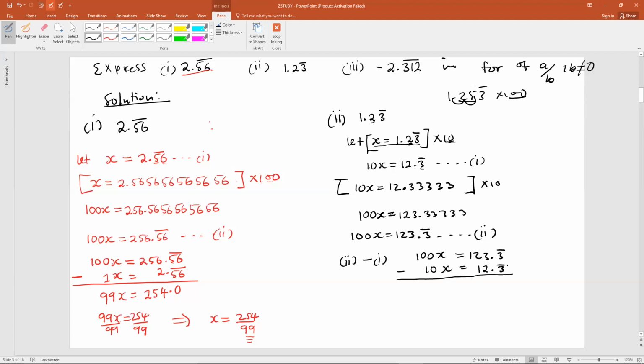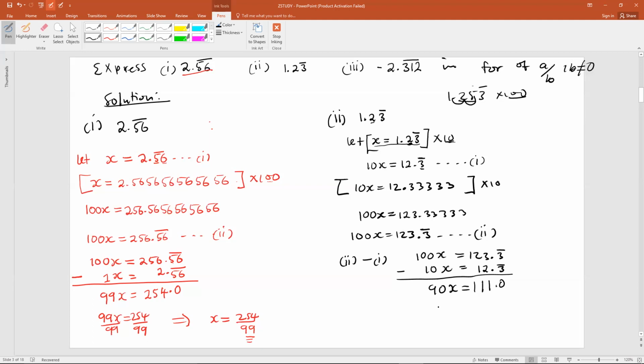Subtract in a good manner: 3 gives 0. 3 minus 2 gives you 1. 2 minus 1 gives you 1. 1 minus nothing gives you 1. That equals 100 minus 10, which gives you 90x.